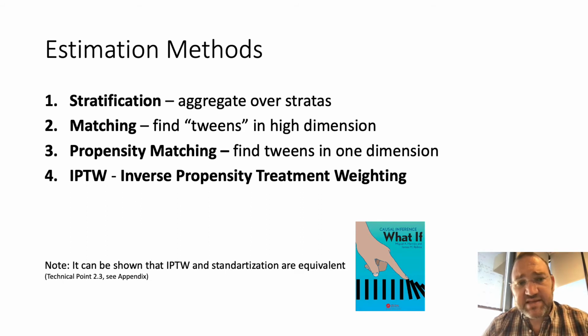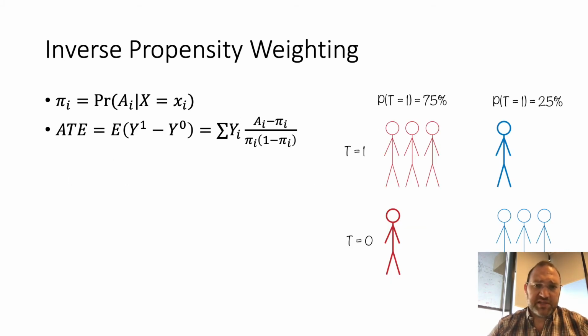Last but not least, there is a method called IPTW, inverse propensity treatment weighting, where we weight different samples differently according to the inverse of the propensity. It can be shown that 1 and 4 are actually equivalent, and this is a technical point 2.3 in this book called What If. I also put it in the appendix of this deck. What is the inverse propensity weighting? Essentially, it says something as follows.